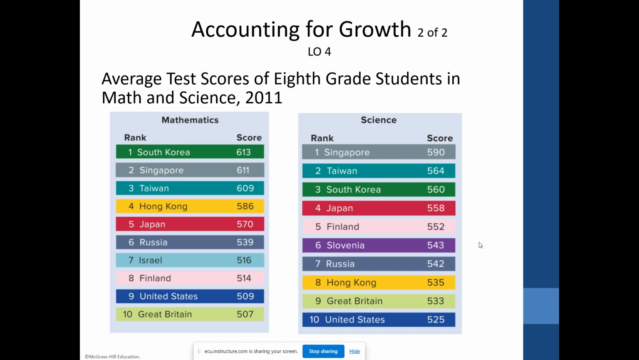The test performance of U.S. 8th grade students did not compare favorably with that of 8th graders in several other nations. In the 4th International Math and Science Study 2011, in mathematics, the United States came in 9th, and in science 10th.